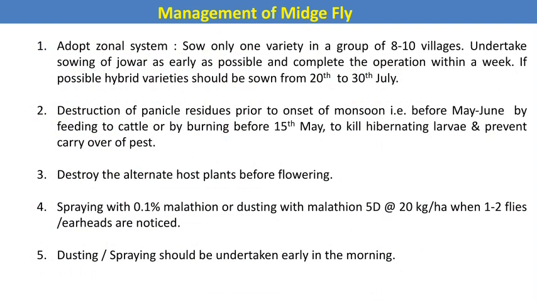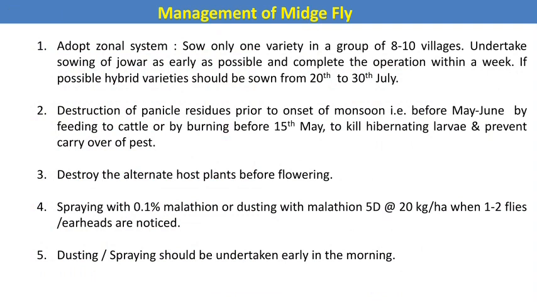For the management practices for the sorghum midge fly, we can use a zonal system. Zonal system means sow only one variety in a group of 8 to 10 villages, undertake sowing of jowar as early as possible and complete the operation within a week. If possible, the hybrid variety should be sown from 20th to 30th July, and that is the zonal system.